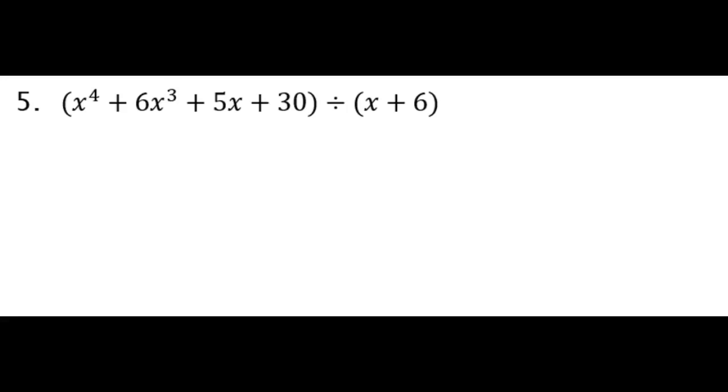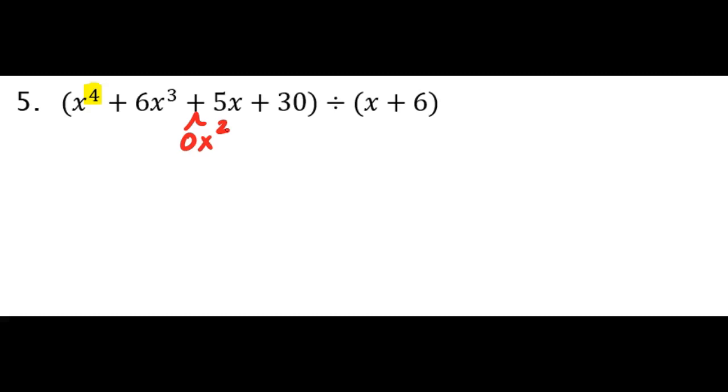This is another synthetic division problem. One thing that I noticed right away is that my first exponent is x to the fourth, and I only have 4 terms. You should always have one more term than your highest exponent. So that tells me something's missing. And I can see right here it goes 4, 3, and then it goes straight to 1. So I'm missing an x squared term.